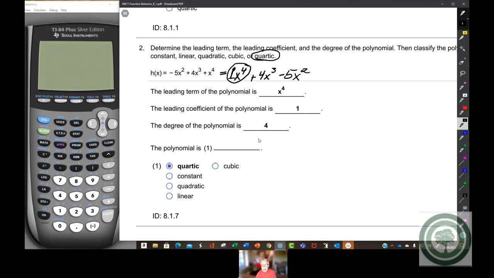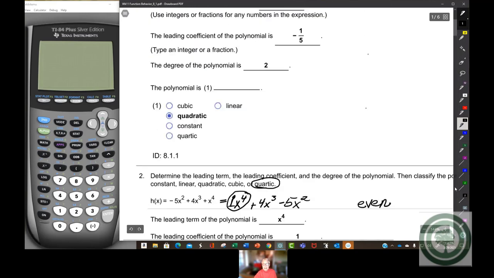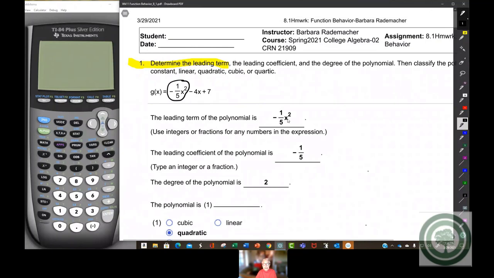And I'm even going to add something else that you're going to need to know in just a few minutes. And that is that this is an even degree. In other words, 4 is an even number. In fact, the previous problem, 2 is an even number. And something I want you to pay attention to, and like I said, you'll see in just a few minutes, is that the highest degree is even, which means the degree of the polynomial is even. So the highest power equals the degree. And it's even.